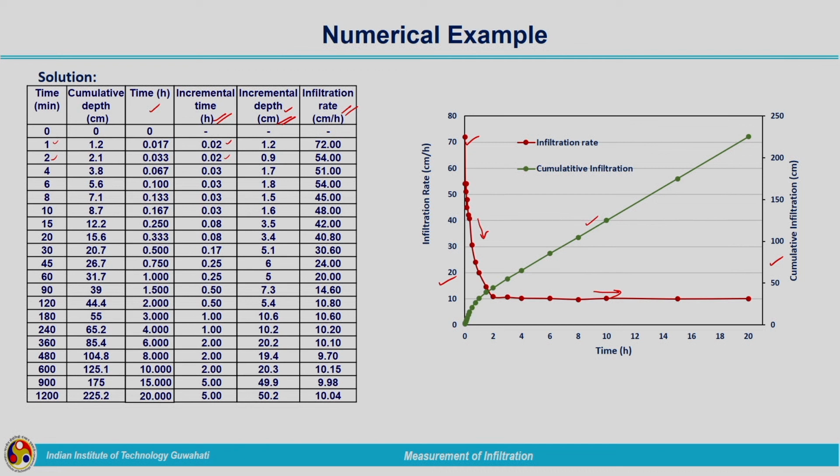When you look at the curve, you can understand that it is an increasing curve. That is, every interval the water is getting accumulated, and finally we will get the total amount of water infiltrated into the ground. So, the cumulative infiltration curve will always be an increasing curve, and the infiltration rate curve will be decreasing, and finally it will be reaching a steady state value.